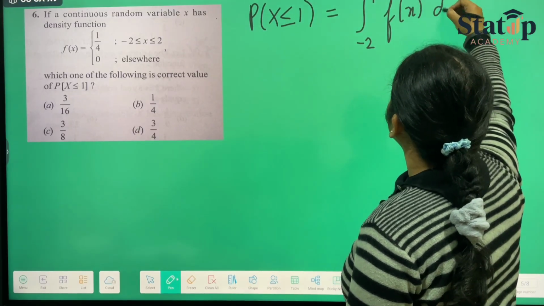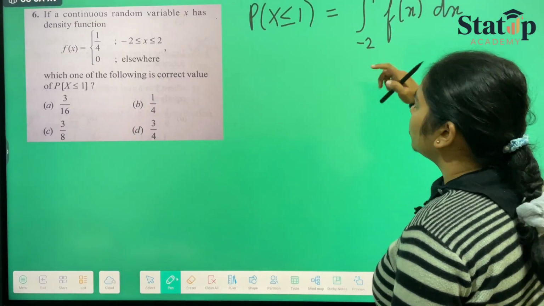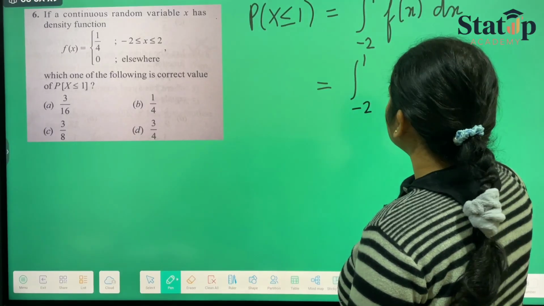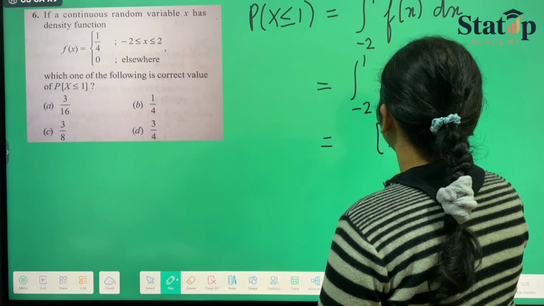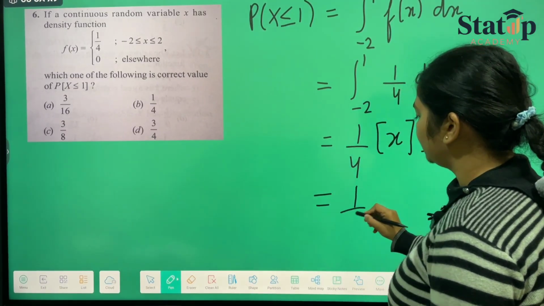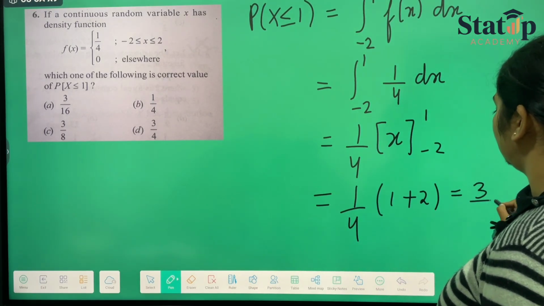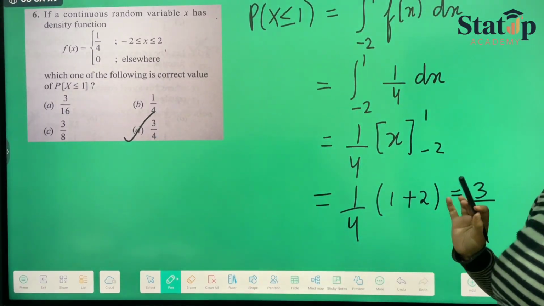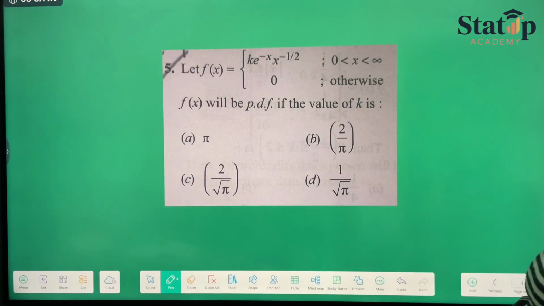The integral of f(x) dx. Now f(x) is 1 by 4 when x lies between this range and 0 elsewhere. So I will write the integral from -2 to 1 of 1 by 4 dx. Integrating this, we get x with the range 1 minus (-2), times 1 by 4. If we subtract it, 1 minus minus 2, that is plus 2, which comes out to be 3 by 4, which is our option number D. This is simple integration. You just need to know the formula. That's how we have completed this. Now moving forward to the next question.